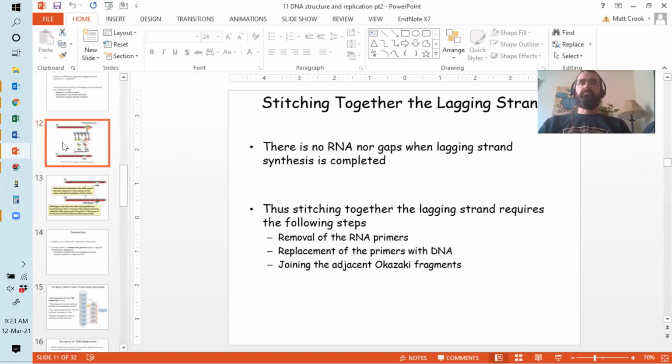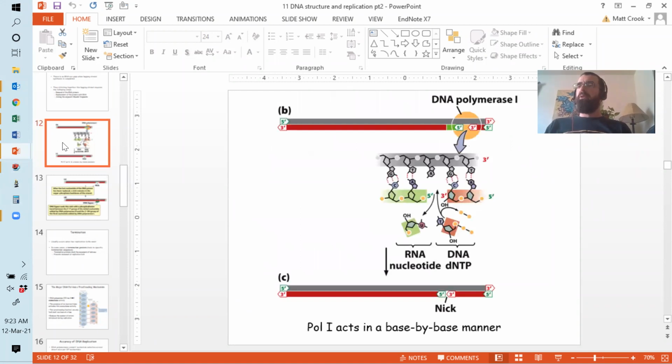Okay, so the bulk of this work is done by DNA polymerase 1, which we mentioned further up. And it has two functions. One, it chews up the RNA primer. It literally breaks the phosphodiester bond between the RNA nucleotides and ejects them from the template strand, which is what you see here. This being the template strand at the top. These are the RNA primers.